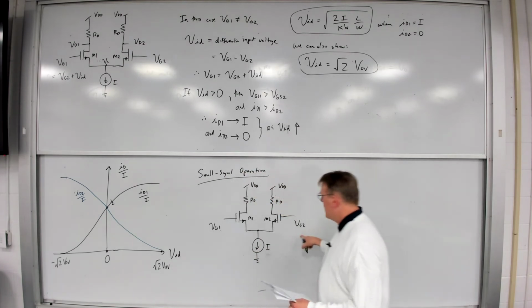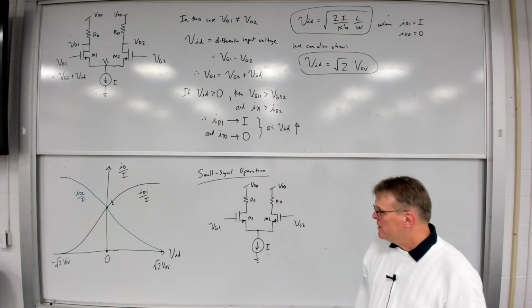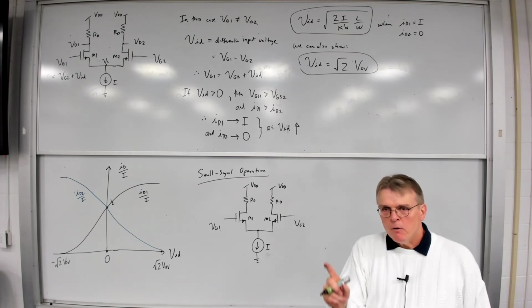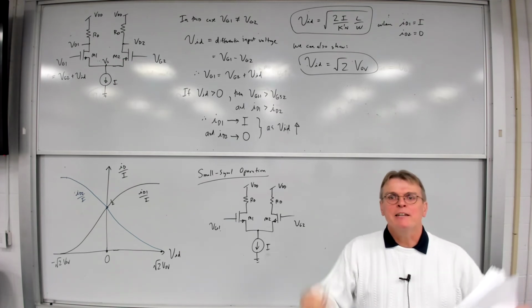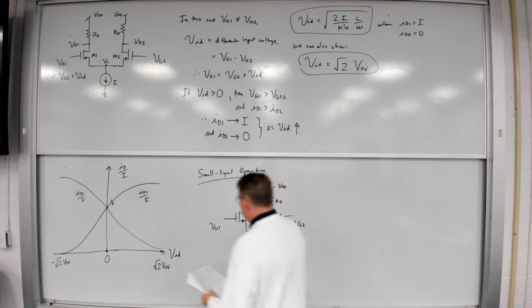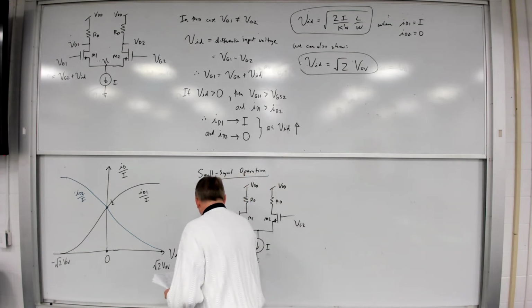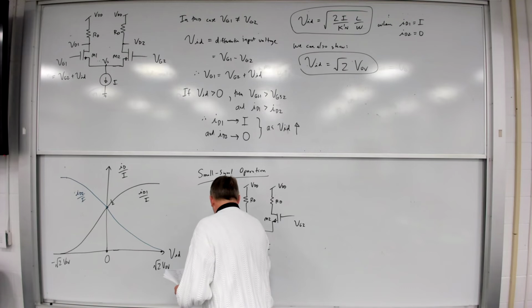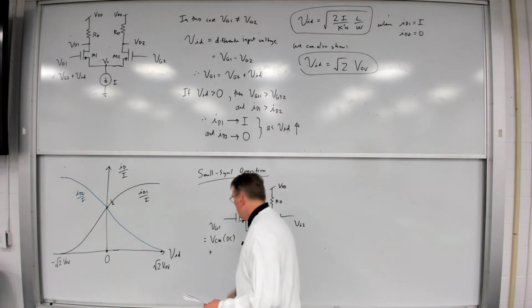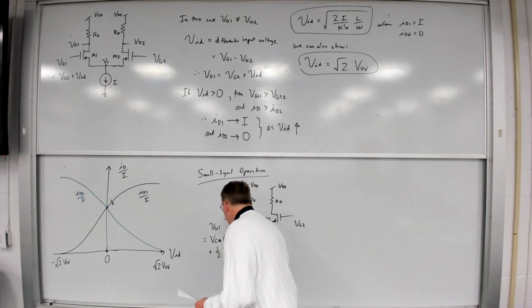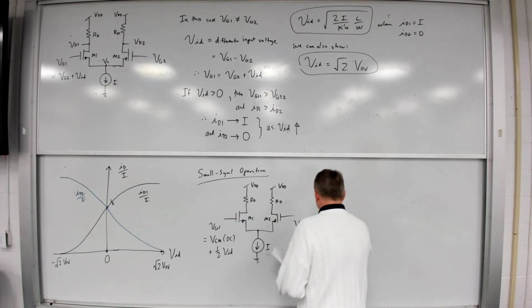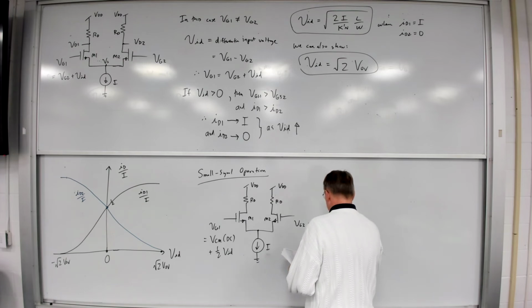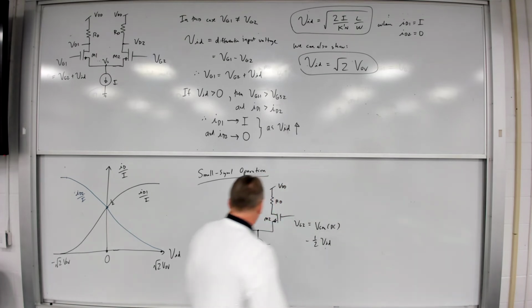What I'm going to do here is express VG1 and VG2 in terms of their common mode voltage, the common voltage between them, plus the differential component. I'm going to say VG1 is equal to some DC common mode voltage plus 1/2 of the differential input voltage. Over here I'm going to say VG2 is equal to this common mode DC voltage minus 1/2 the differential input voltage. Notice what I did here.